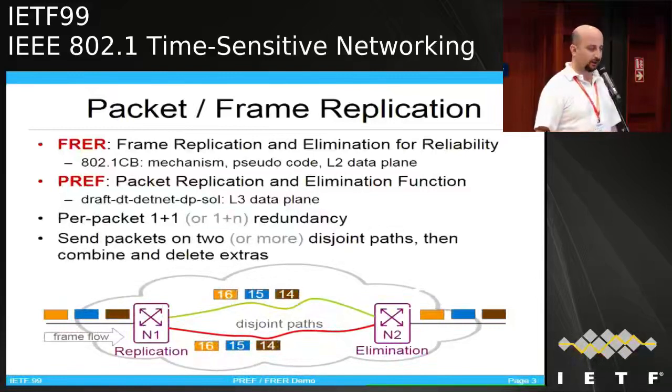At layer 2, it is frame replication and elimination for reliability. The 802.1CB specification provides the mechanism, actually includes pseudocode, and provides the layer 2 data plane details. The DetNet document called the DetNet data plane solution, linked here, provides the layer 3 data plane aspects. In that document, it is called the packet replication and elimination function. That's why there are two abbreviations. As was explained during the tutorial, both are based on having disjoint paths and sending identical copies with a sequence number to the elimination point, which gets rid of the surplus.